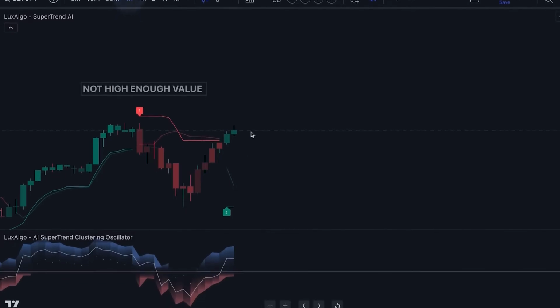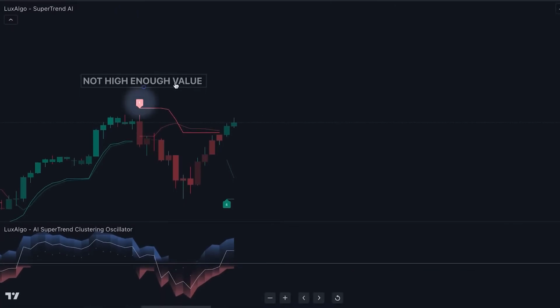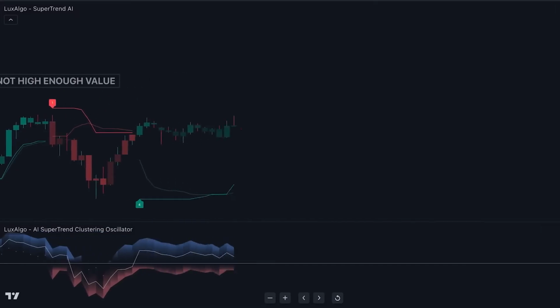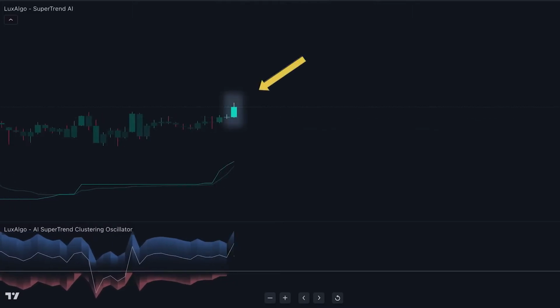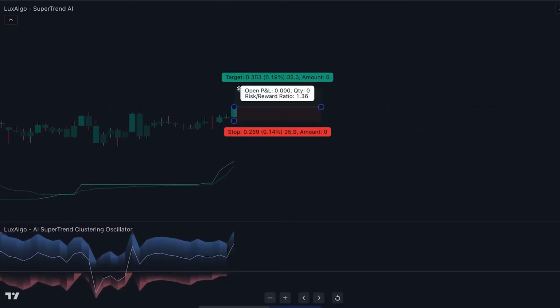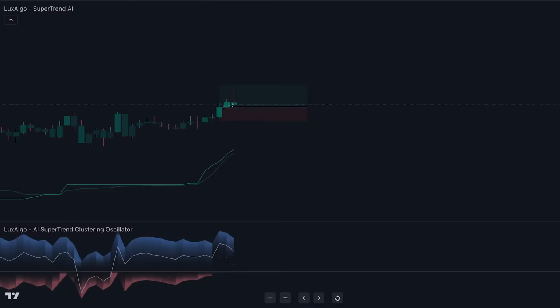Let's go to the 1-hour time frame. So what we want to do is wait for a signal with a probability value of more than 2 and then wait for a confirmation using the oscillator. By waiting for one of these dots to appear, then we will take an entry with stops below the current or previous candle low or high and target a 1.5 risk to reward ratio.